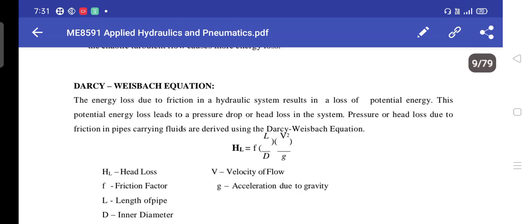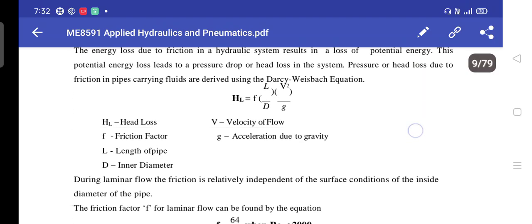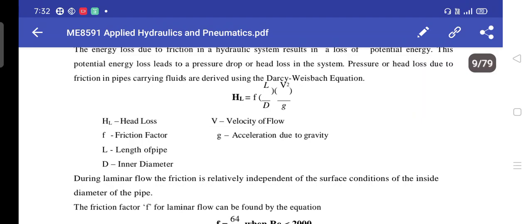The energy loss due to friction in a hydraulic system results in a loss of potential energy. This potential energy loss leads to pressure drop or head loss in the system. The pressure or head loss due to friction in pipes carrying fluids is derived using the Darcy-Weisbach equation. So HL is equal to 4FLV square by 2gD, where HL is head loss, F friction factor, L length of pipe, D inner diameter, V velocity of flow, g acceleration due to gravity.